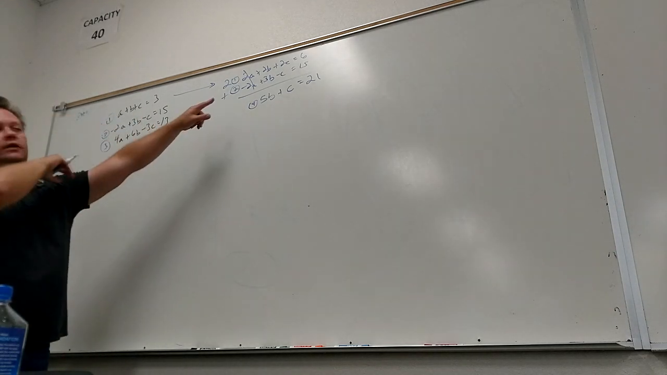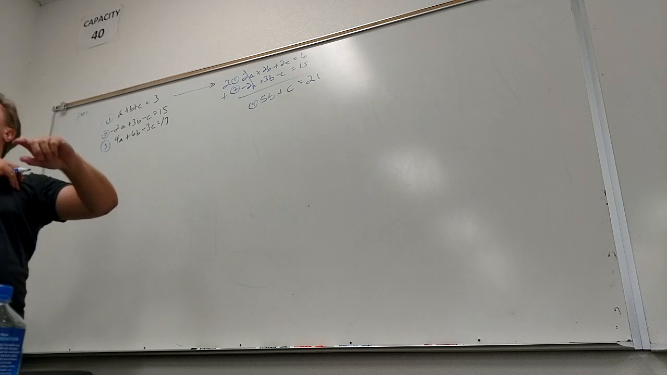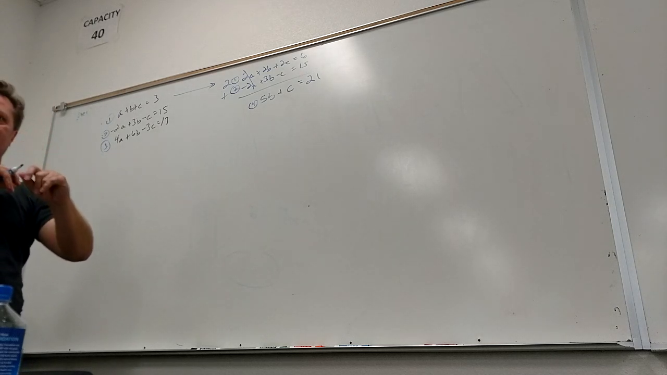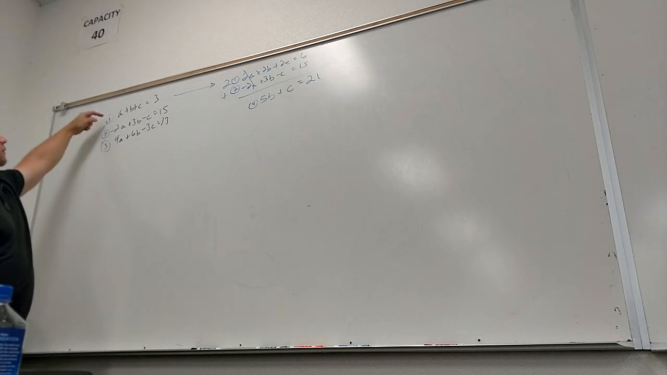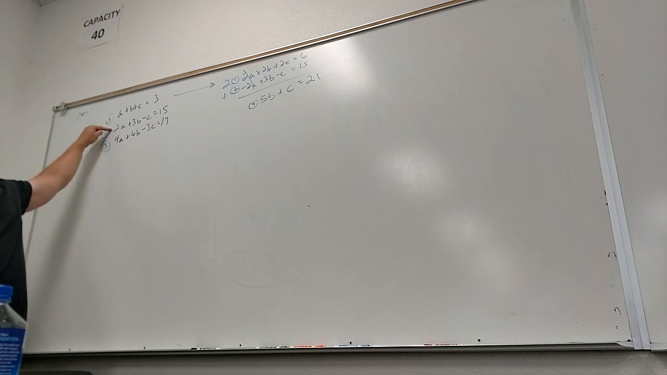This way, what do I have to do? I killed A once. I better kill A again, right? And you can do that 2 different ways. I can either multiply this by -4, or look at how this is already opposite signs. Let's just double the second dude.